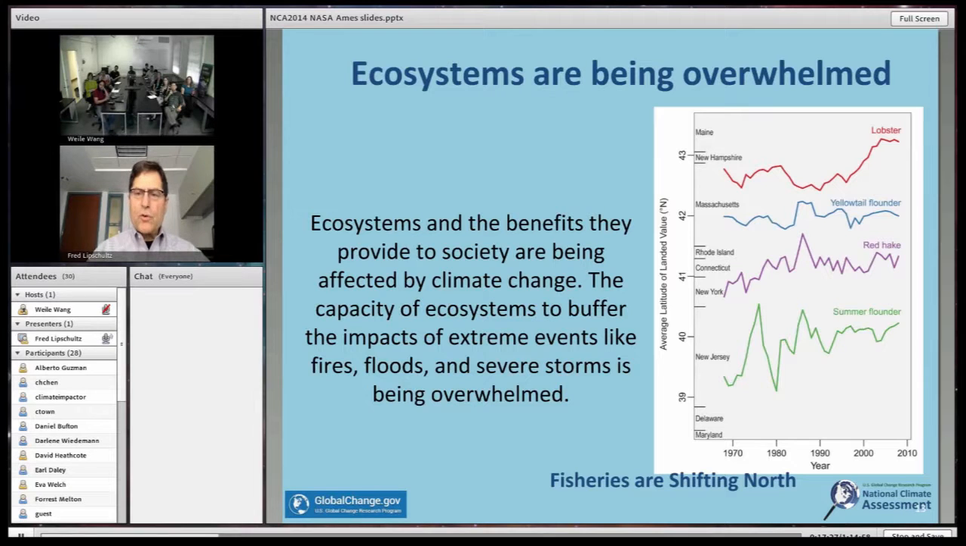In addition to those kinds of shifts in the ecosystems, the capacity of these ecosystems is being damaged. Their ability to buffer us and to buffer themselves from climate change extreme events is being altered.